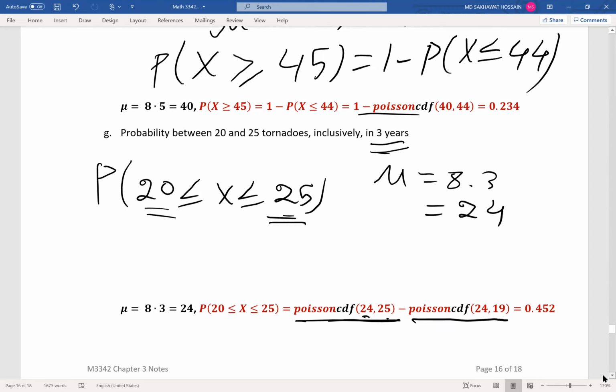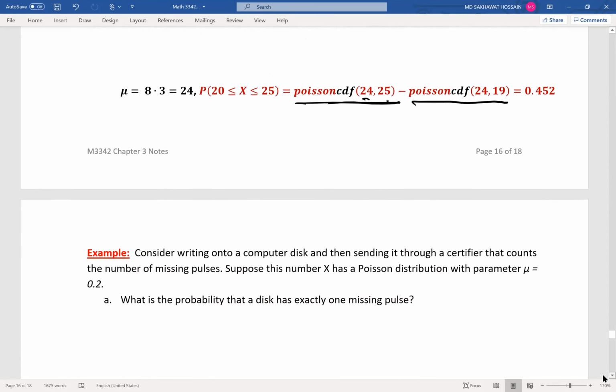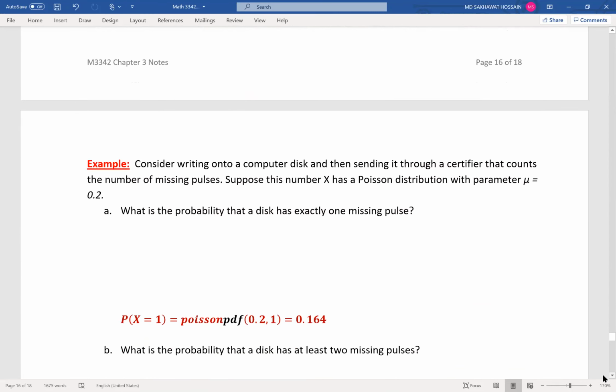Okay, the next one is, okay, we have one more example. So now I'll give you 3 minutes for attendance. You have to type present. And after that, we'll go over this example.